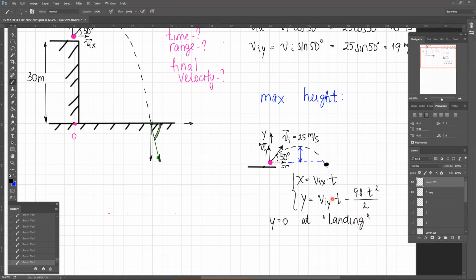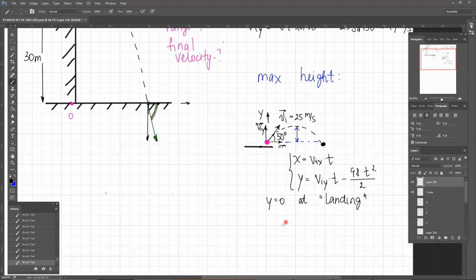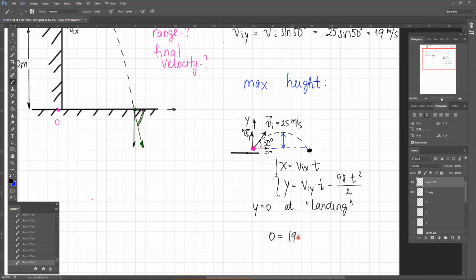What I want to take from here is find time when this happens. So let's look at the second equation. And instead of v initial y, I am using 19. So one of the t, which is 0, I have no interest in. And the other t will be 19 divided by 4.9, which hopefully is, oops, I apologize. It's 3.9 seconds.